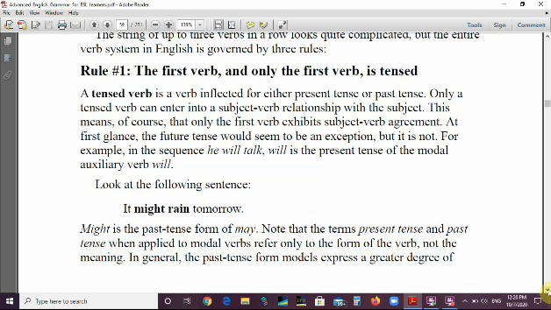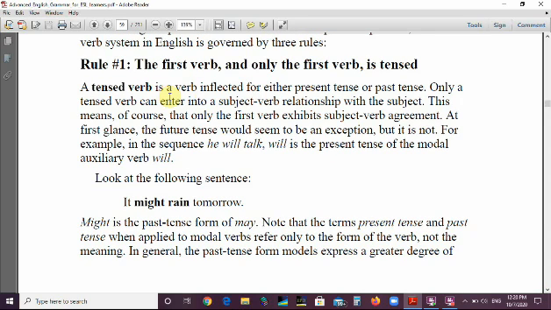Like French, when we have 2 successive verbs, the first one is tensed, and the other one comes in the infinitive. J'aime parler le français. For example, aime is conjugated with je, with the subject, or is tensed, and the other comes in the infinitive, parler. A tense verb is a verb inflected for either present tense or past tense. Only a tensed verb can enter into a subject-verb relationship.